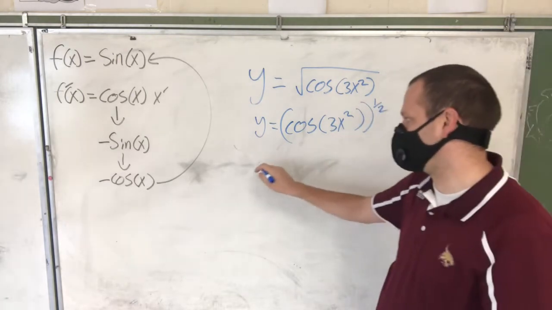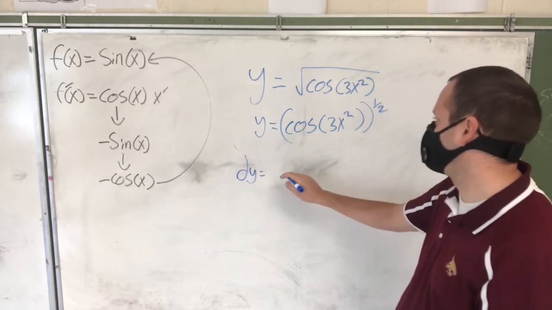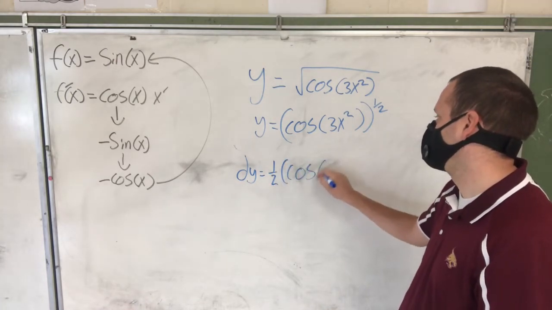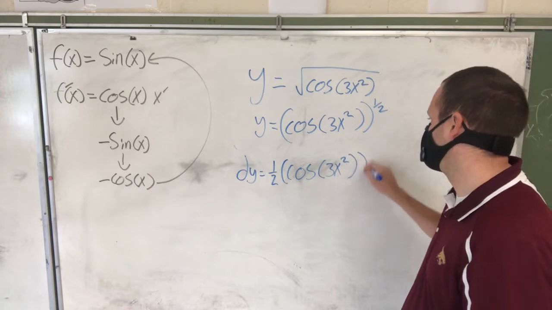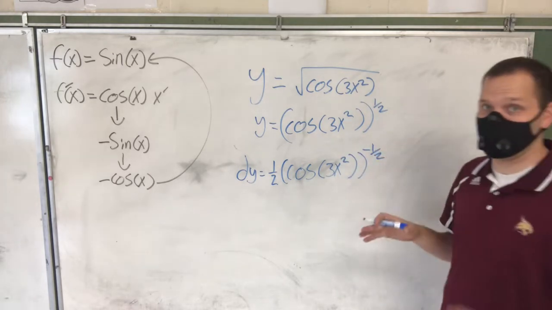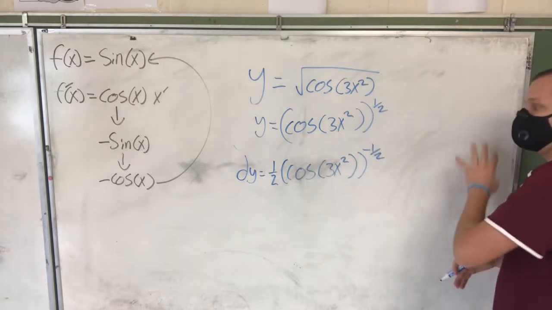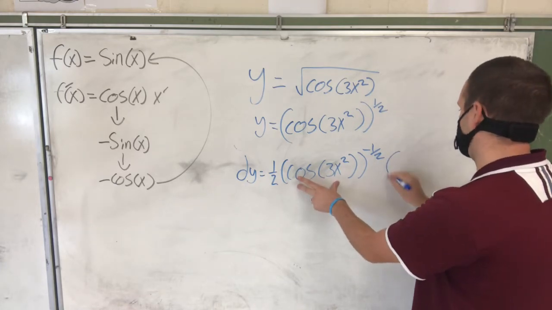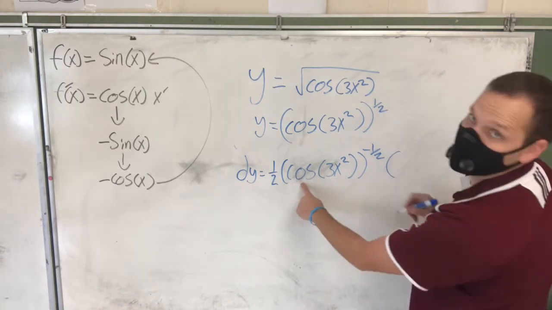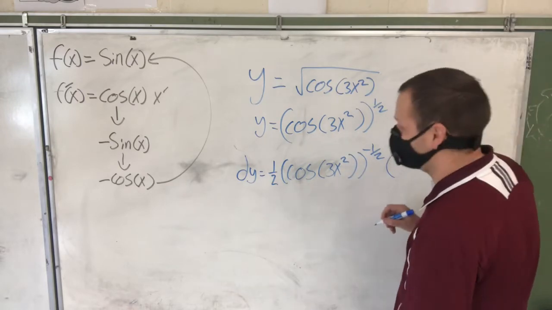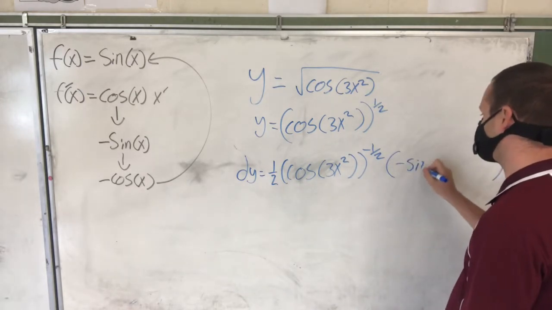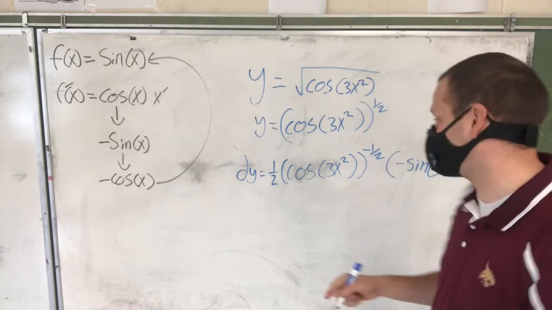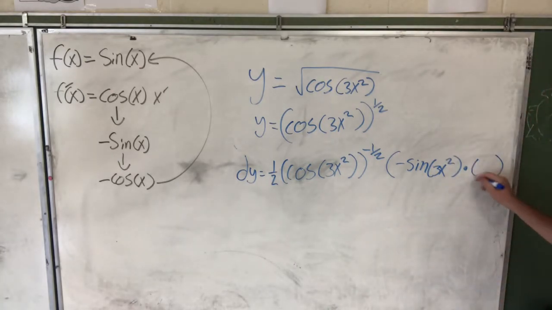So we bring the power down. dy equals 1/2 cosine 3x squared to the negative 1/2. Remember, part of the chain rule is we now have to take the derivative of the inside. What is the derivative of cosine 3x squared? Well, the derivative of cosine is negative sine 3x squared, times the derivative of the inside. What's the derivative of the inside? 6x.